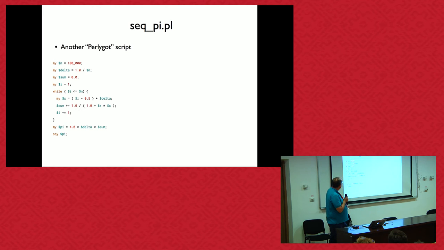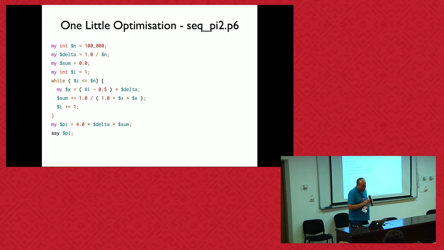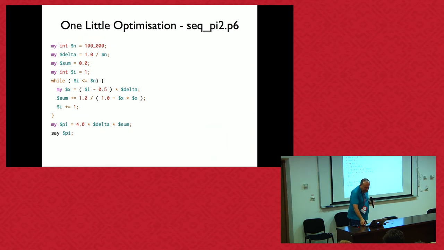So this is another Perlygot script, and this one doesn't show Perl 6 in a particularly favorable light, but I thought for balance I should put this one in. The timing result is it's very much slower on Perl 6. Although when I started running this program a couple of years ago, it took twice as long to run on Perl 6. So the Perl 6 execution time has halved over a couple of years, which is quite good. I showed you an optimization for Moose, so I think I should be allowed to show you an optimization for Perl 6. I've put native integer types in there, and it runs a bit faster when I do that, but it's not really significant. But that's the sort of thing you could do with Perl 6 because of the typing, which hopefully in the future would mean faster code.